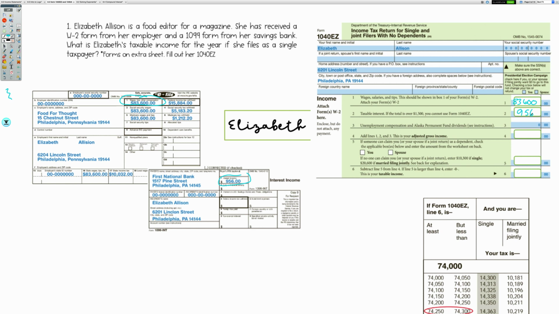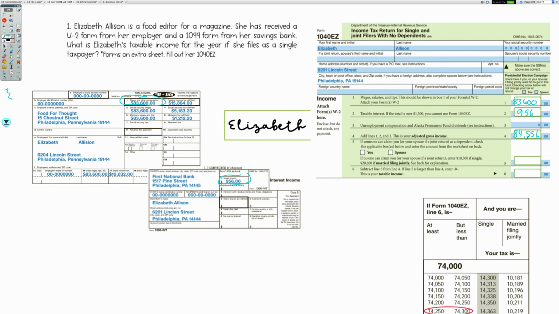Line 4 says to add line 1, 2, and 3. This is your adjusted gross income. So remember, your gross income is before taxes. Adjusted gross income just means we're making all of your adjustments, adding up everything we have to add up. So once we add those two up, I need a calculator. 83,600 plus 956 is 84,556. All right, so we're just totaling up our income.